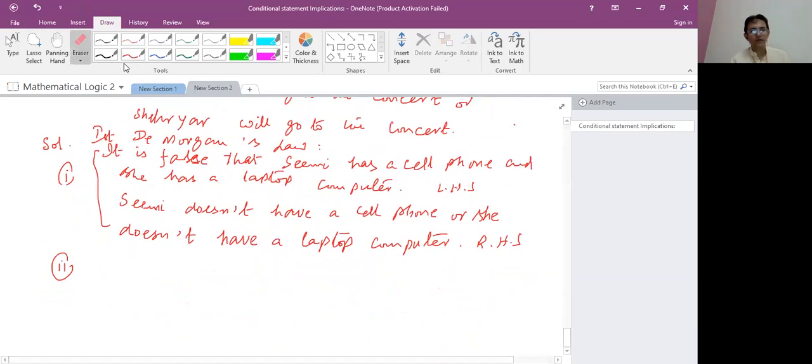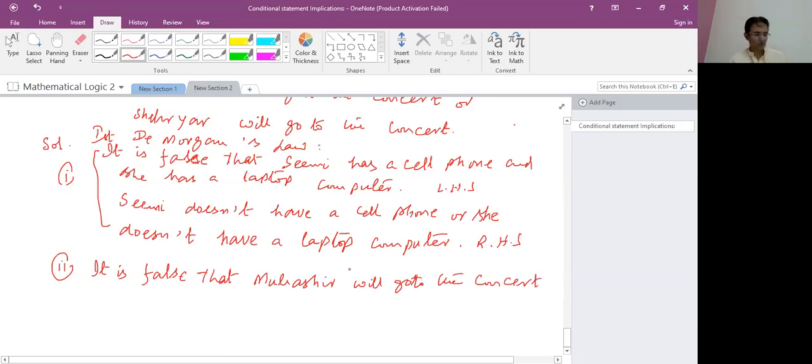It means, for the negation of P or Q: it is false that Mubashir will go to the concert or Shahriyar will go to the concert. This is called the left hand side, student.